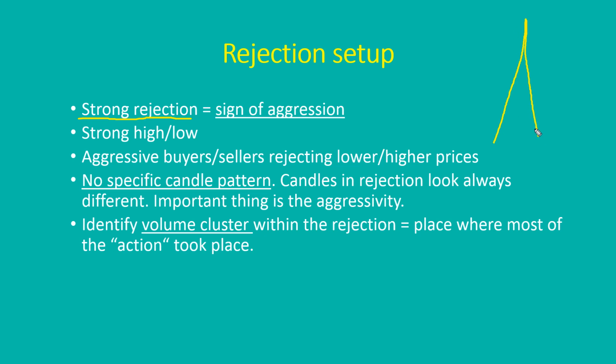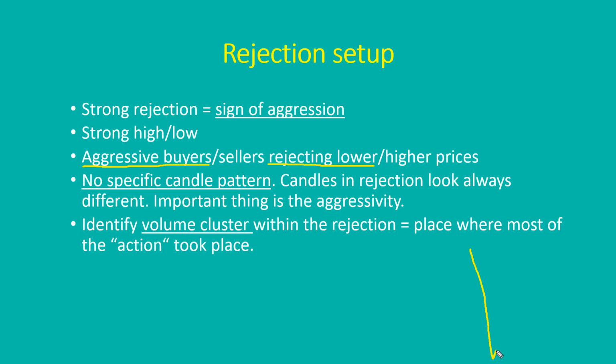This is strong rejection of higher prices. If you see this, then this is strong rejection of lower prices. Aggressive rejection like that is also a strong high or strong low. So this is a strong high and this is a strong low. And what aggressive rejection means is basically the chart is telling you that either aggressive buyers are rejecting lower prices.